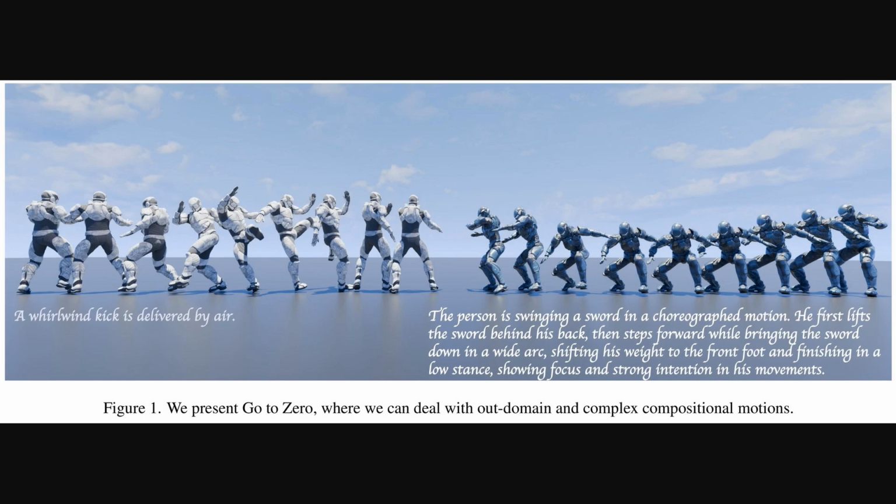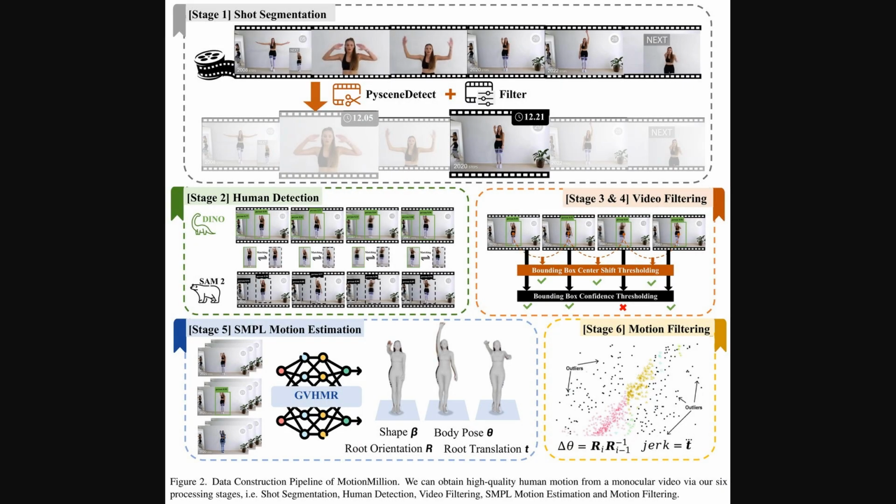Alright, so kicking things off, the first figure really sets the stage. We see two motion sequences, one for a whirlwind kick and another for a very detailed sword swing. These are generated directly from text, showing the model's ability to handle complex compositional motions, basically creating movements it hasn't explicitly been trained on. To do this, the authors use a technique called finite scalar quantization. This is a method for breaking down complex motion data into smaller, manageable pieces or tokens that the model can learn from more efficiently.